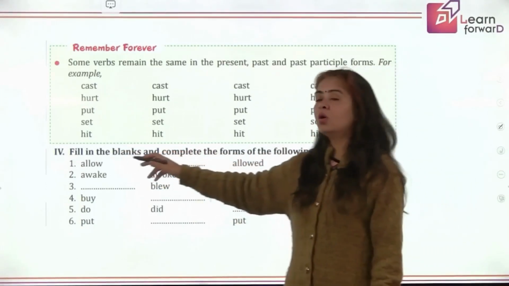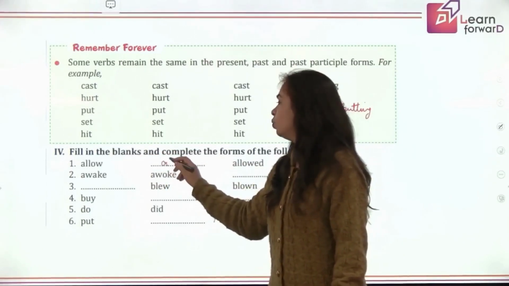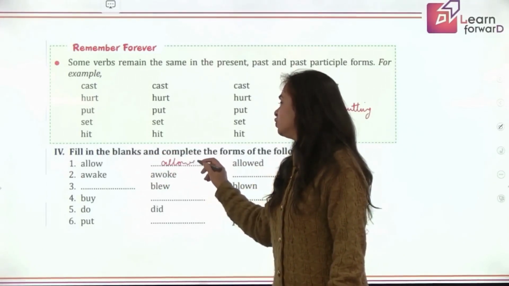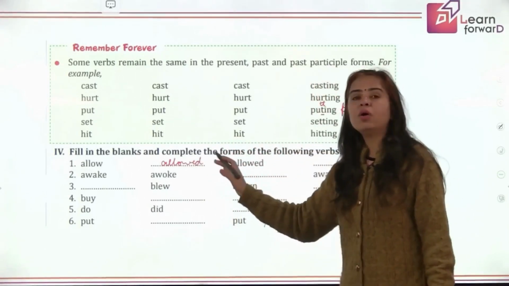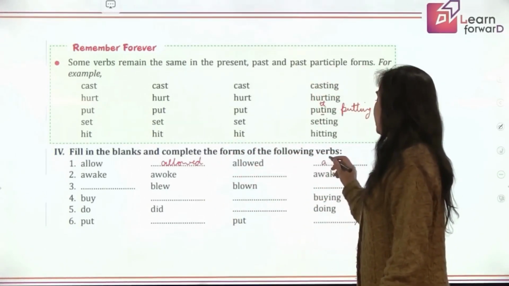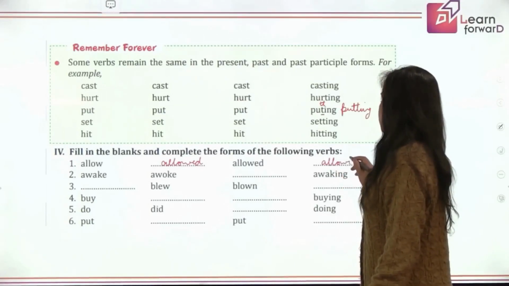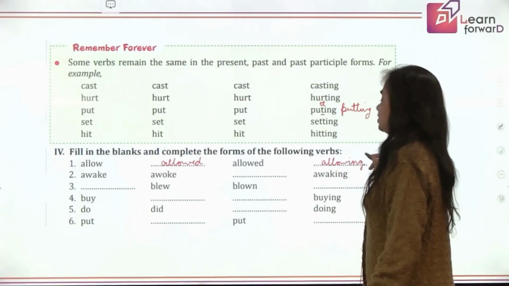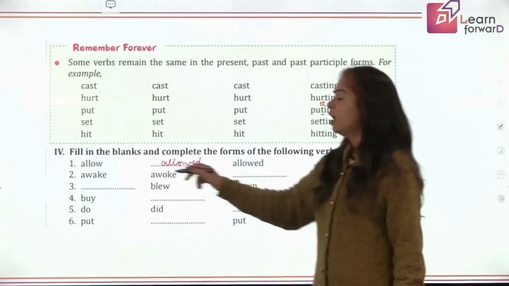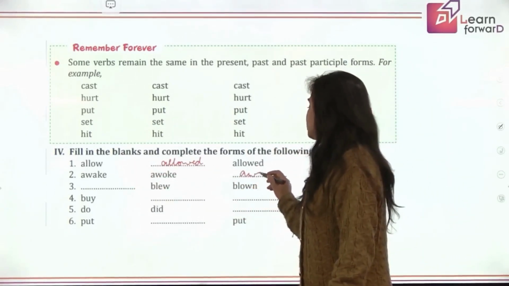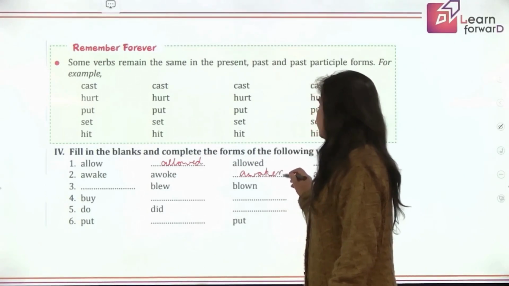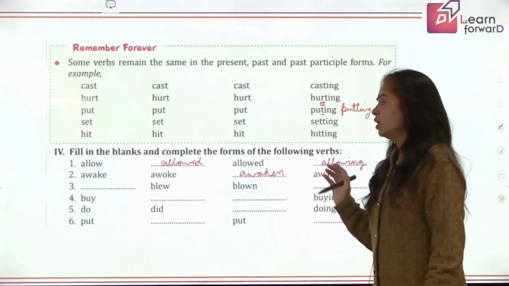So allow becomes allowed. We are adding ed. So which verb is this? Regular verb. Very good. Allow, allowed, allowed. And the present participle form is ing, that is allowing. Next, awake, awoke, and awaken. This is irregular. And ing is awaking.